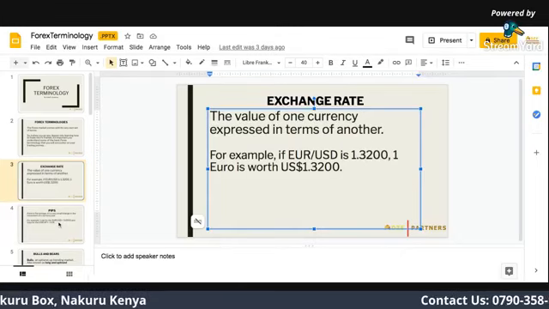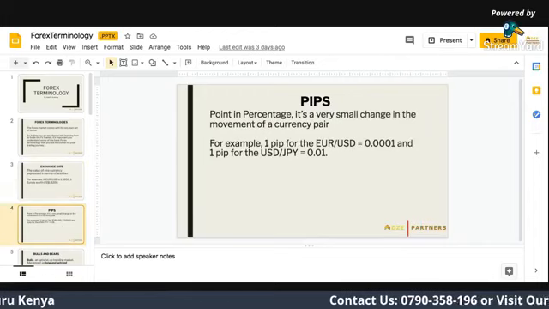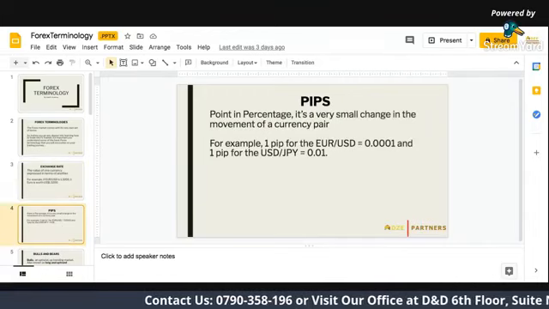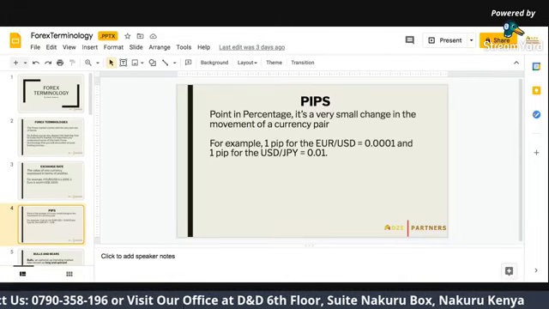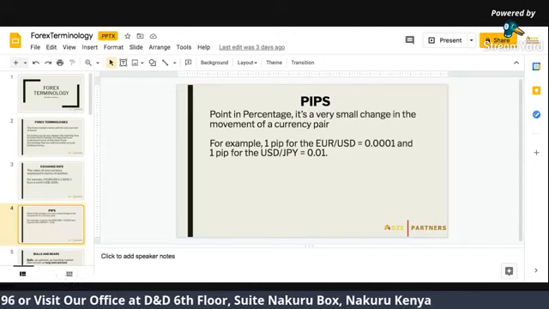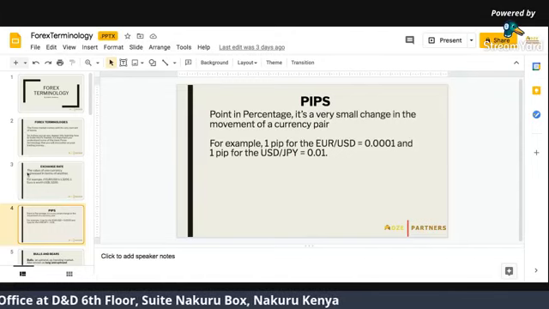Number two, we have pips. These are very important terms. PIP stands for point in percentage, abbreviated to pips. It is a small change in movement of a currency pair.